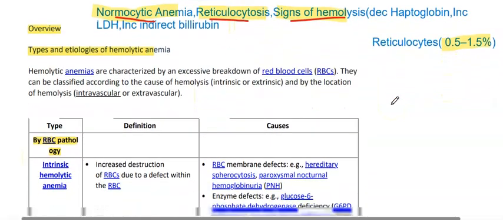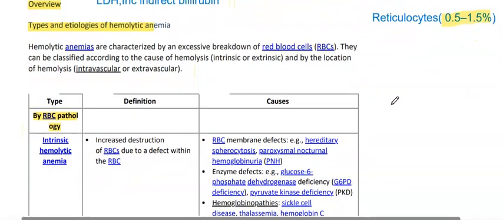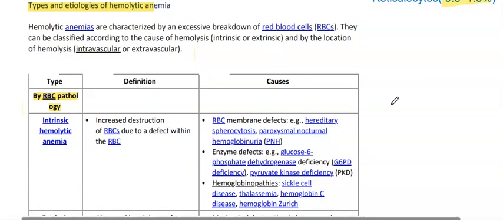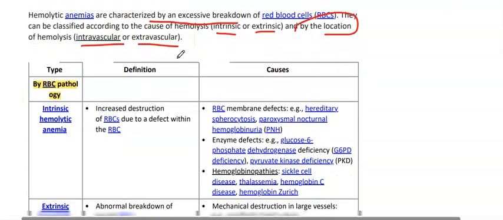What are the etiologies of hemolytic anemia? We have different types and etiologies of hemolytic anemia. Hemolytic anemia is characterized by excessive breakdown of the RBCs. They can be classified according to the cause, intrinsic or extrinsic, and by the location of hemolysis, intravascular or extravascular.